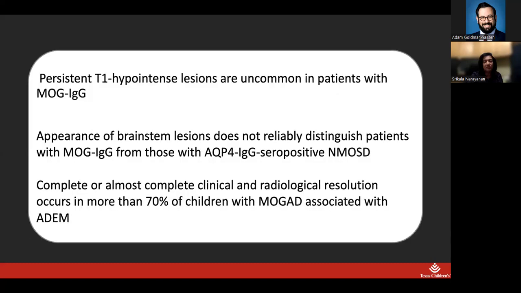So, things to add on to what we saw: T1 hypointense lesions are pretty uncommon. The appearance of brainstem lesions does not reliably distinguish patients with MOG IgG from those with aquaporin 4 IgG seropositive NMOSD. And in MOG, typically there'll be almost complete or near complete clinical and radiologic resolution. So if these lesions keep persisting even after treatment after a long time, that's atypical for MOG.